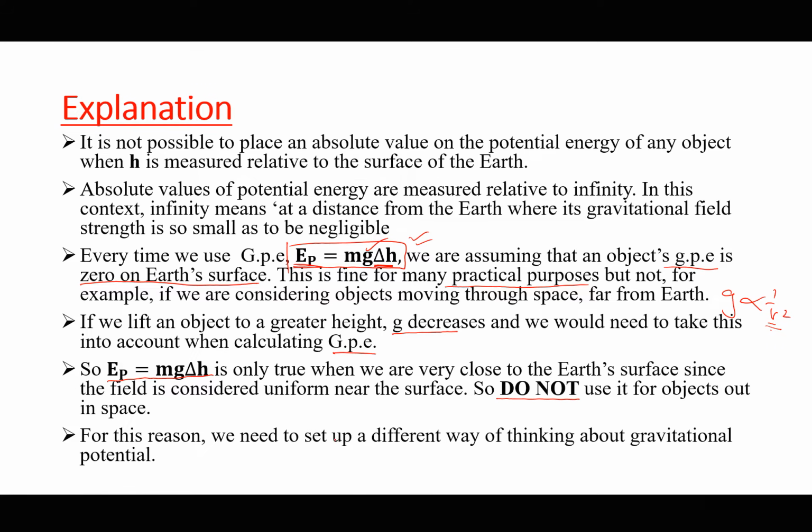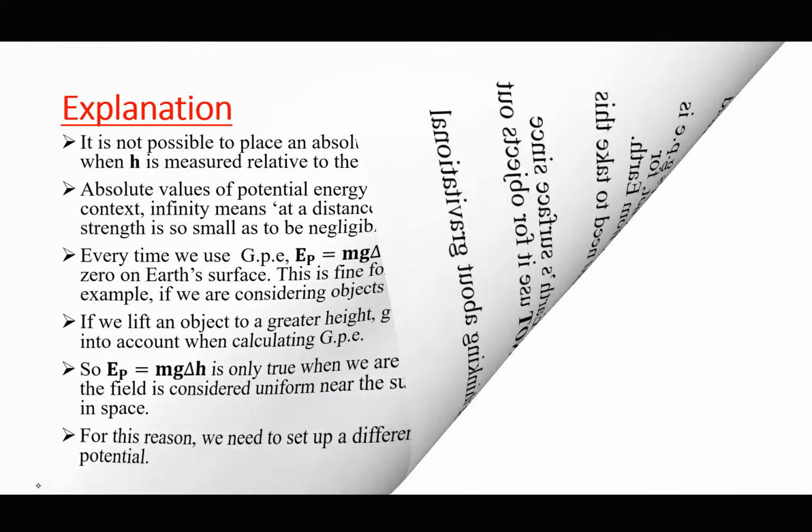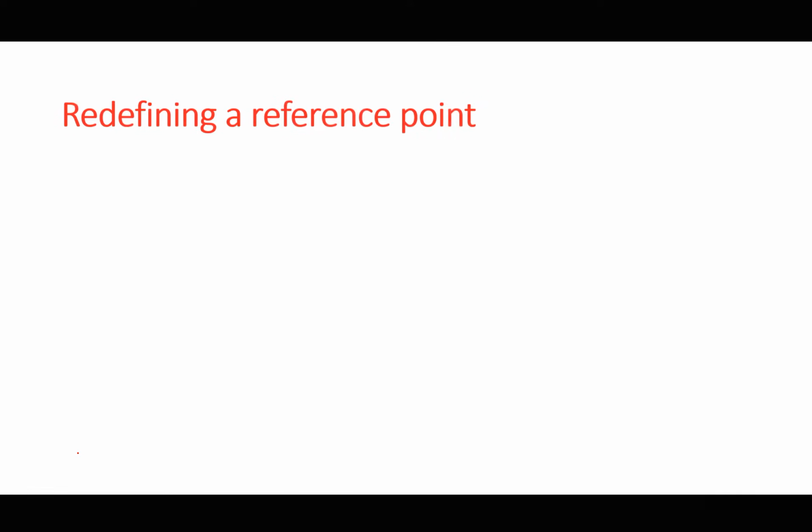So I said for this reason, we need to set up a different way of thinking about gravitational potential. We are going to see what we mean by gravitational potential. But before doing this, let's try to redefine a reference point rather than the Earth's surface. So let us redefine a new reference point that we have already mentioned.